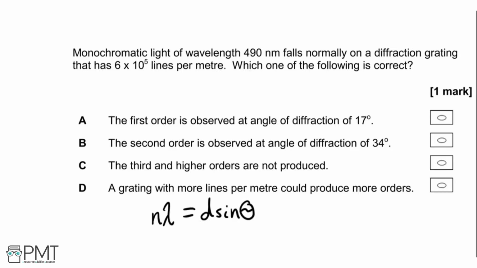Now, an important point to make here is that actually we're given the number of lines per meter, not the number of meters per line. So what we actually have to do is find the inverse of this 6 times 10 to the power of 5, because that's going to be the value that we need to put in. What we can do instead is adapt our equation to include this. So what I've written there is 1 over capital N sine theta, and by capital N I just mean this number of lines per meter.